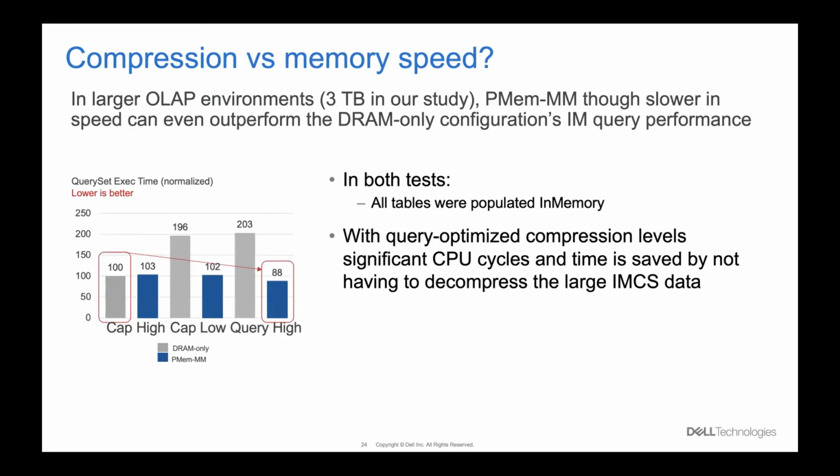So what is the next observation? It's exactly about the point of what you would prefer: DRAM but with higher capacity, or PMem, which is slower, as we know, but query optimized. And the results from our study showed that in the case of larger data sets, it's more beneficial to have less compressed data, as I already said, because of saving CPU cycles on decompression of the large data set.